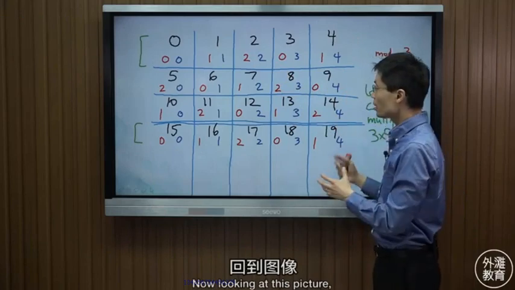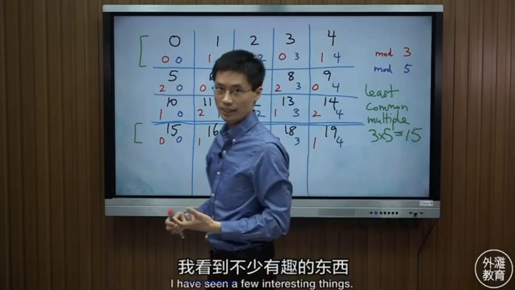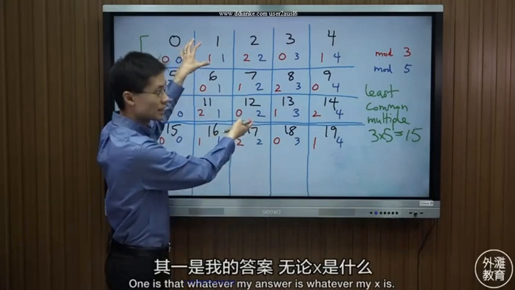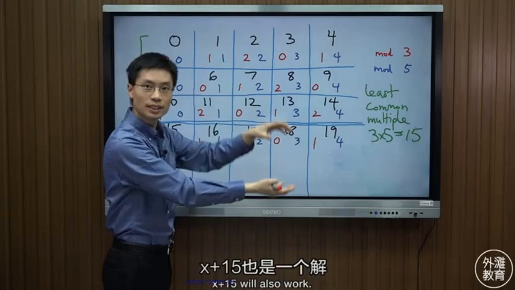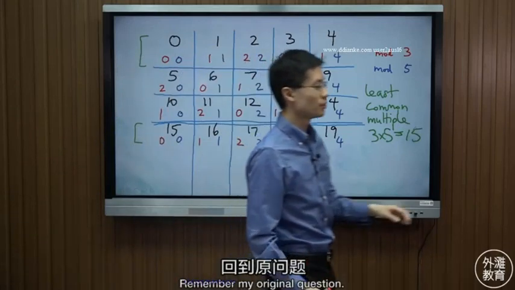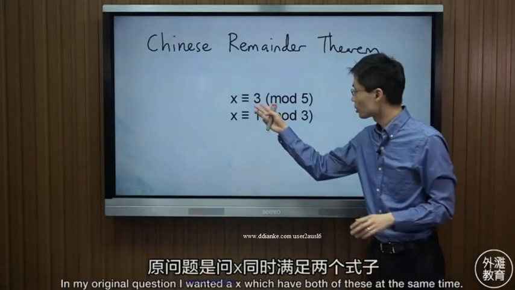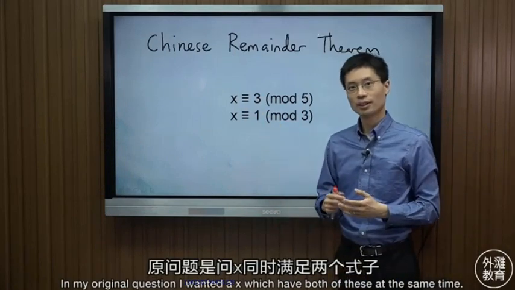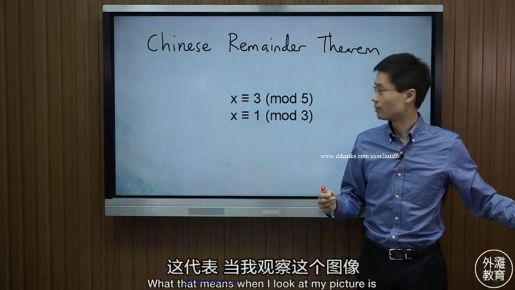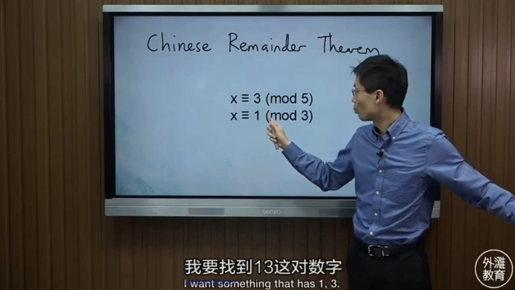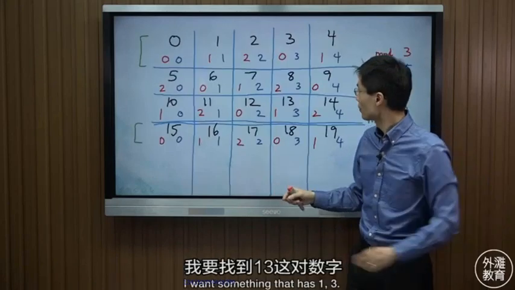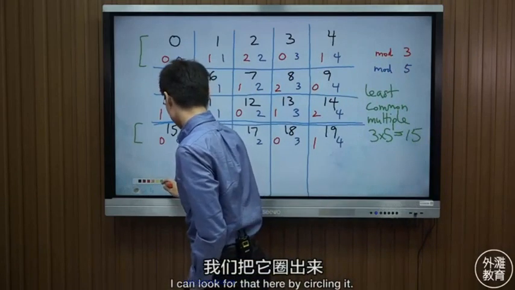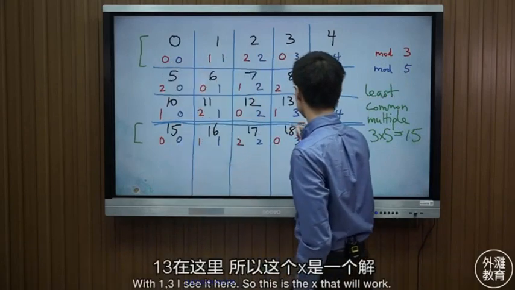Now, looking at this picture, I see a few interesting things. One is that whatever my answer is, whatever my x is, x plus 15 will also work. Remember my original question. In my original question, I wanted an x which had both of these at the same time. What that means when I look at my picture is I want something that has 1, 3. I can look for that here by circling it with 1, 3. I see it here.